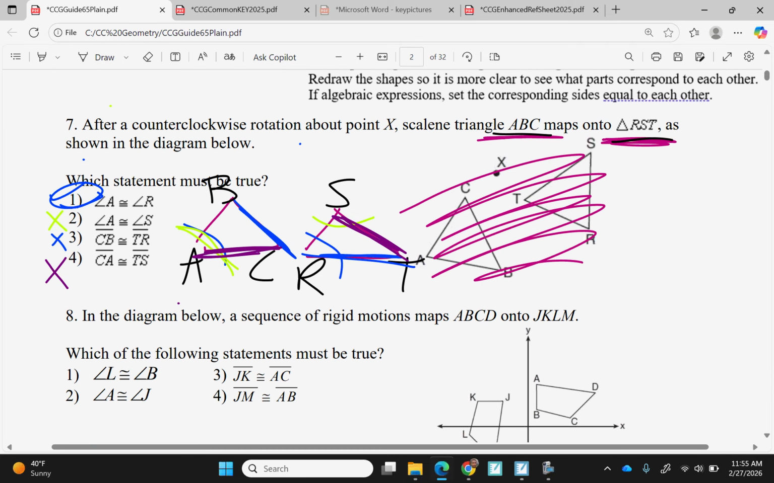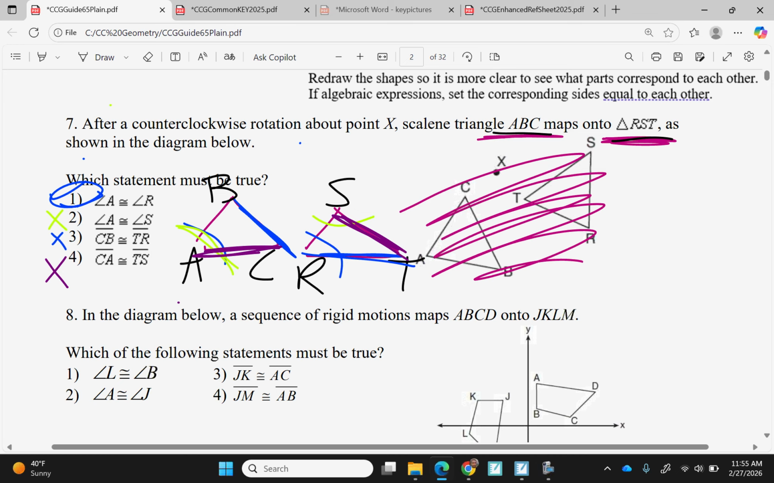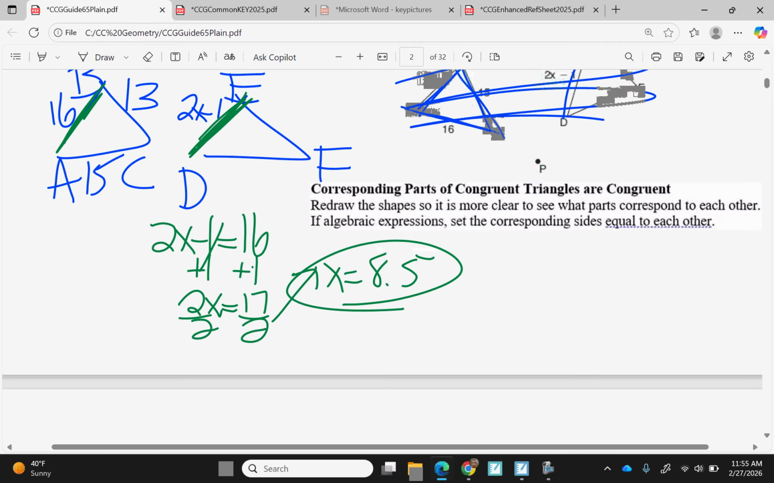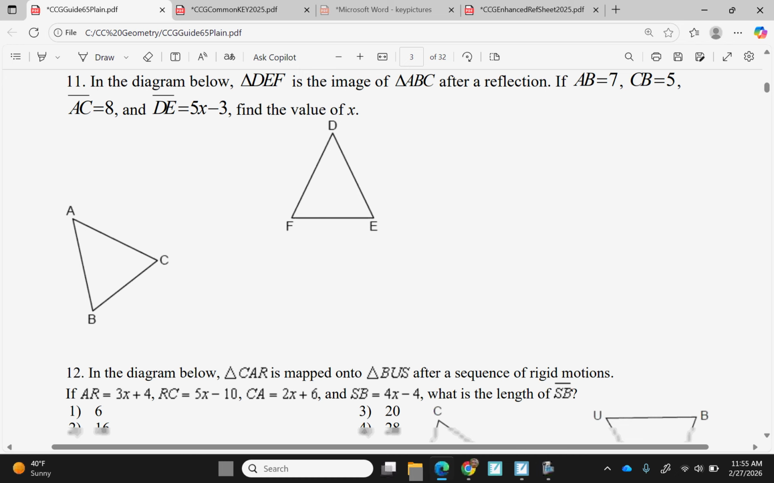Draw your own triangles or quadrilaterals, whatever. We'll put the letters in the same way, and then see what corresponds to what. If it's algebra, set the corresponding pieces equal to each other.